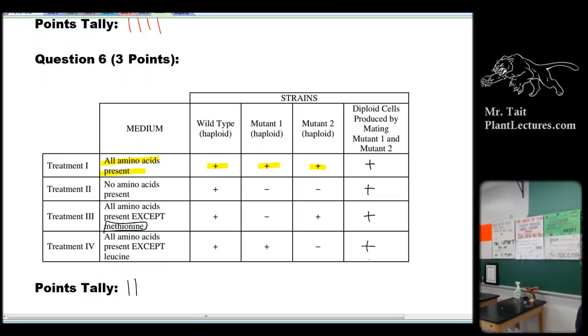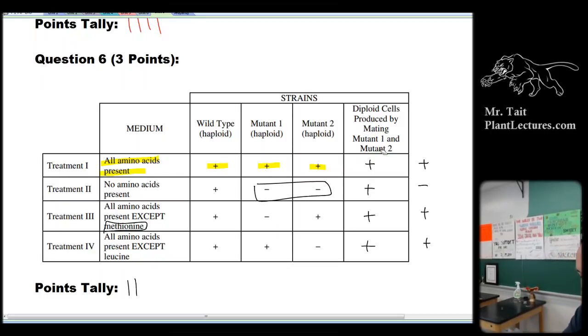I also think that based on what they want you to be able to do in this class, which is analyze scientific data, I think they need to also accept plus, minus, plus, plus. Because if we know that mutant 1 and mutant 2 couldn't grow in this treatment group 2, sort of by their powers combined, they still can't. Right?